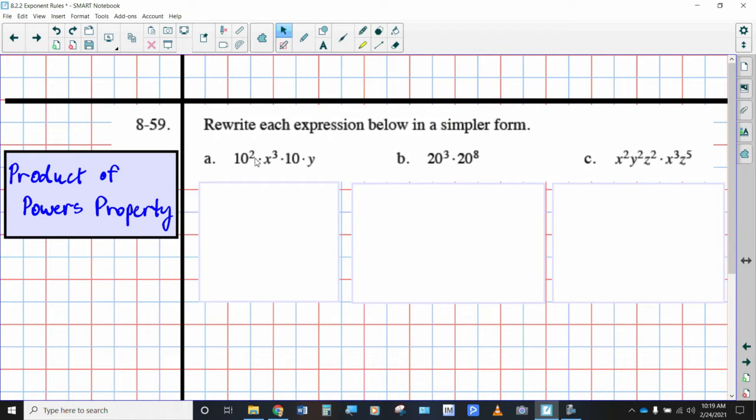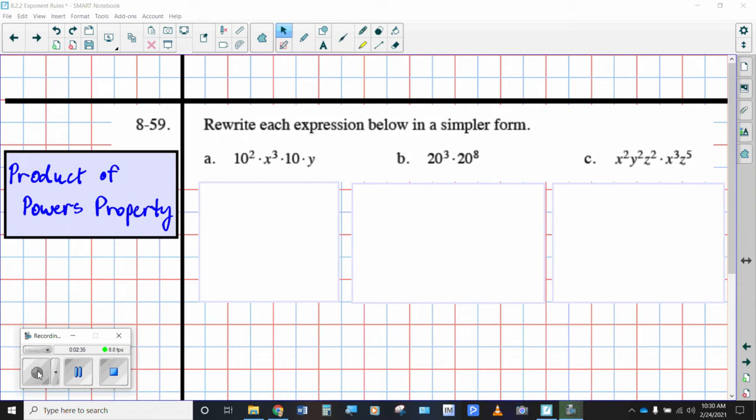So what we want to do is copy these three expressions down, then expand them out, count the number of tens being multiplied repeatedly together, and then count the number of x's and the number of y's, and then put it all back together as a simplified expression. Same thing here, same thing here. Go ahead and pause and see if you can work that out. And then when you are ready for the reveal, unpause, and I will show you how to get to these answers.